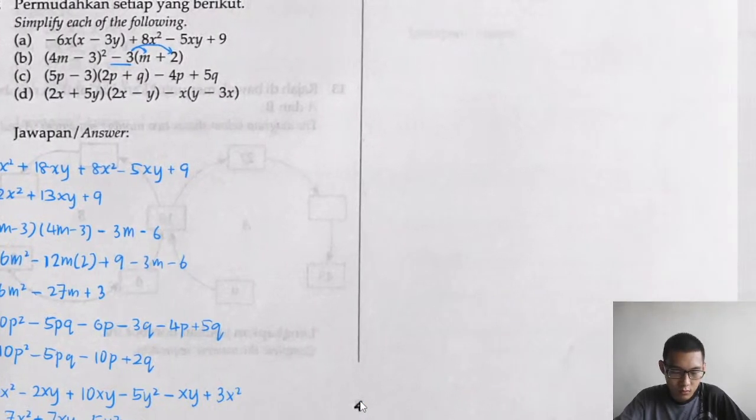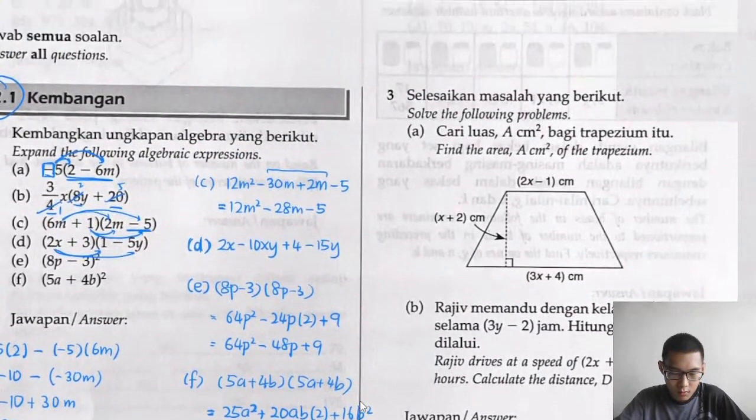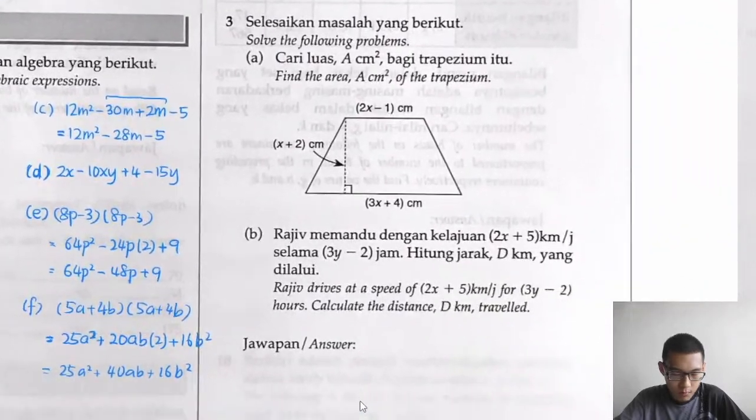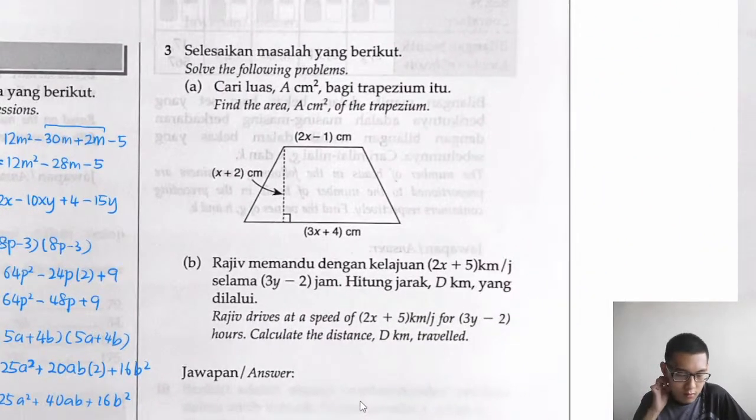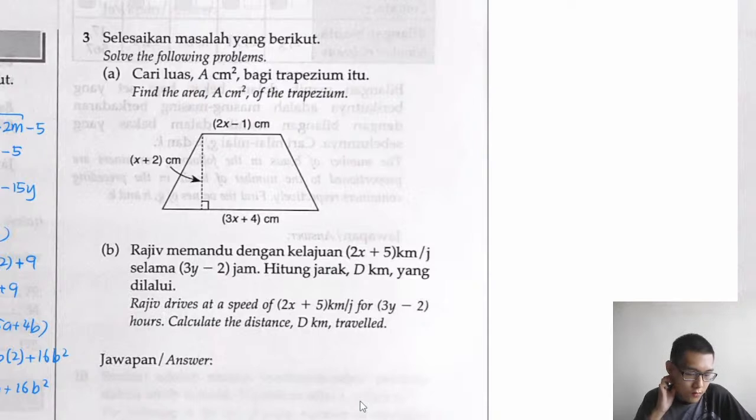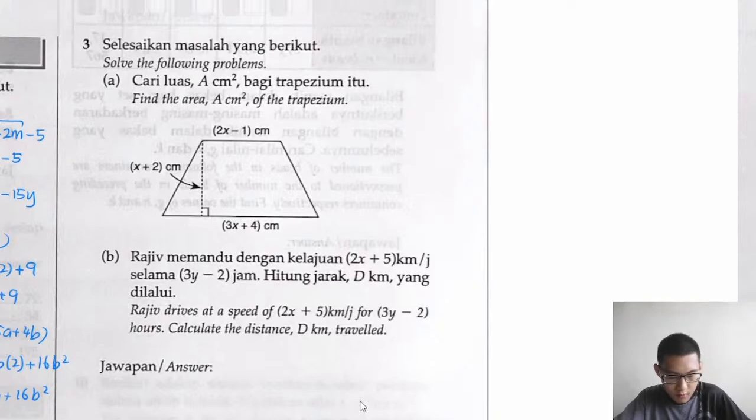I think there are many questions. We need to do them one by one. So let's see question 3. Solve the following problems. Find the area in cm squared of a trapezium. This trapezium, this one.